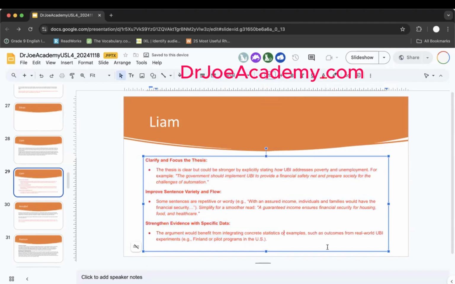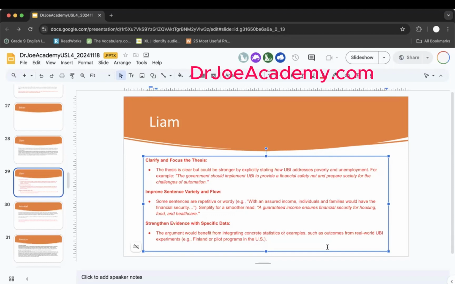All right, first things first, clarify and focus the thesis. The thesis is clear, but could be stronger by explicitly stating how UBI addresses poverty and unemployment. For example, you can write the government should implement UBI to provide a financial safety net and prepare society for the challenges of automation.